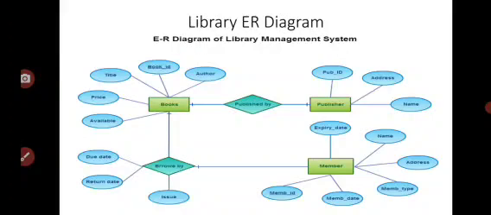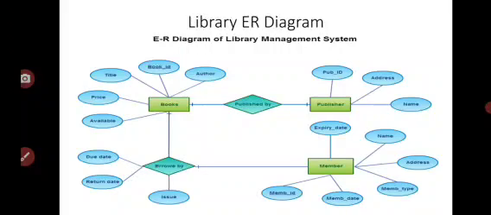Here is another example, a library ER diagram for a library management system. Here the entities are book, publisher, and member. The book has the attributes available, price, title, book ID, and author. Among these, the key attribute is book ID because it is underlined. The publisher has publisher ID, address, name. Publisher ID is the key attribute. The member entity has expiry date, name, address, member type, member date, and member ID. Member ID is the key attribute.